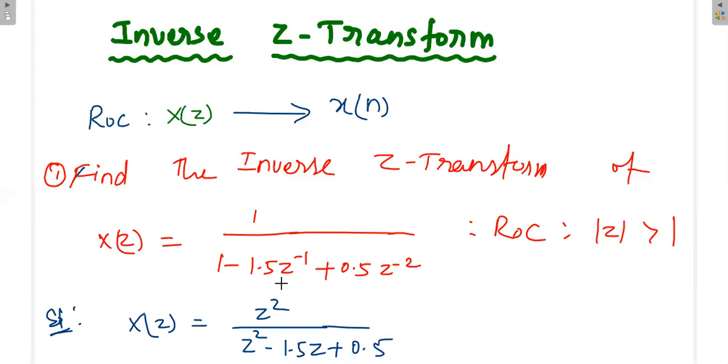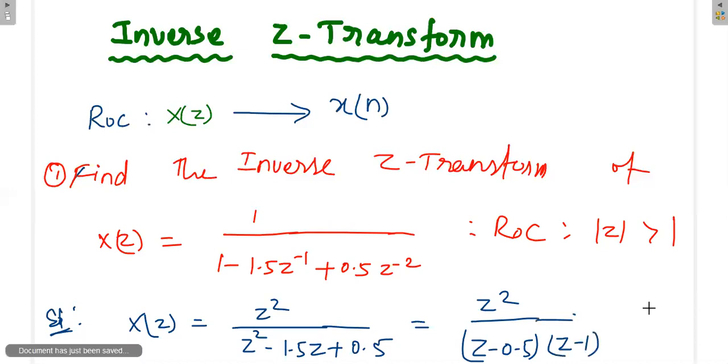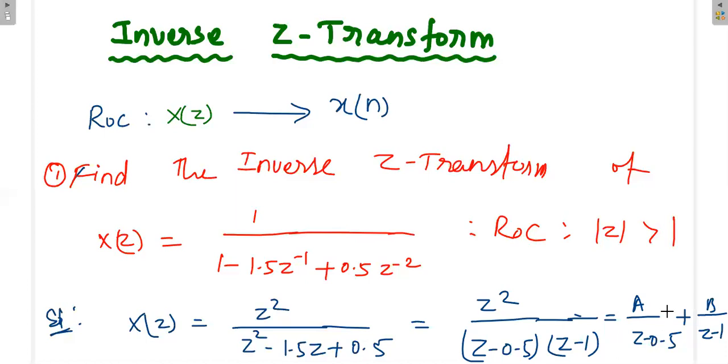Again, if you calculate the factors for the denominator, we can write it as z minus 0.5 into z minus 1. And we know that this can be split with the help of the partial fraction technique, that is a divided by z minus 0.5 plus b divided by z minus 1. Already we have seen how to identify a and b very simply. If it is in a simple format, we can directly identify a and b.